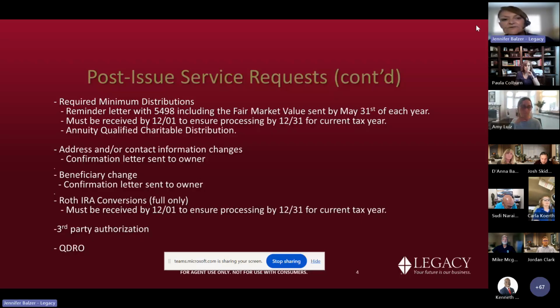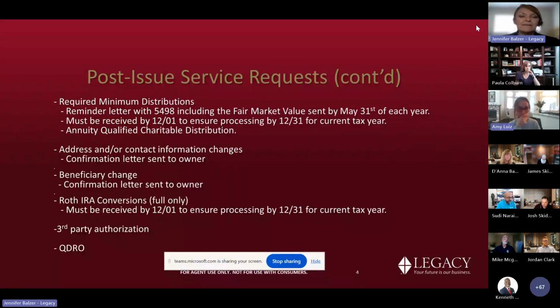Address, contact information changes, beneficiary changes. There's a form available. Once Ameritas processes those, a confirmation letter is sent to the owner. The agent is CC'd on those. In those circumstances, you'll get a copy of that letter mailed to you. It's not something that's being posted on LegacyNet today. It's something that we're looking at maybe sometime in the future.